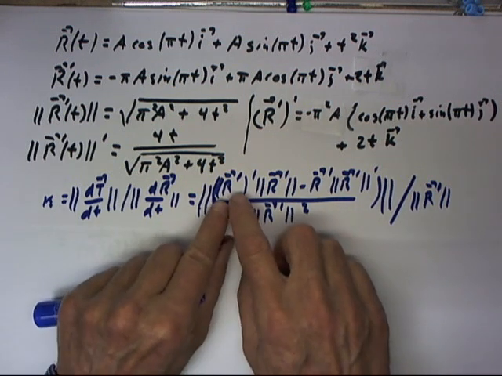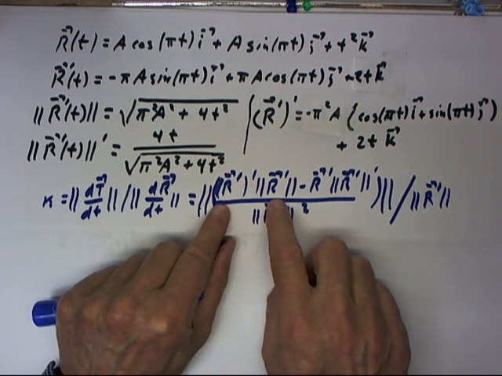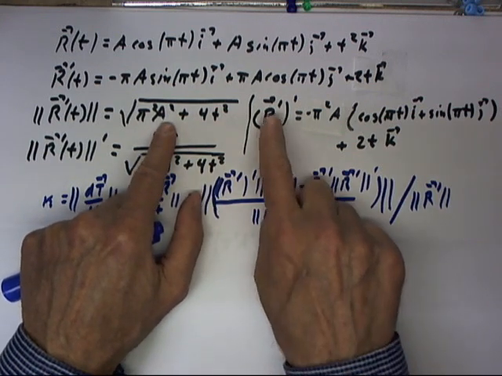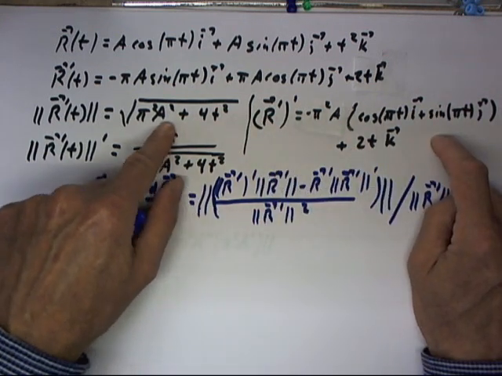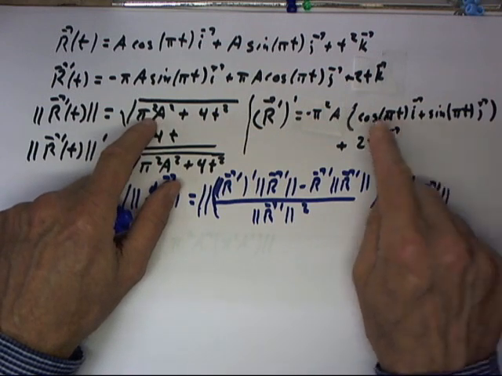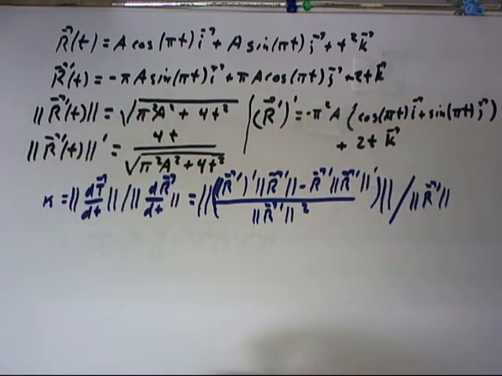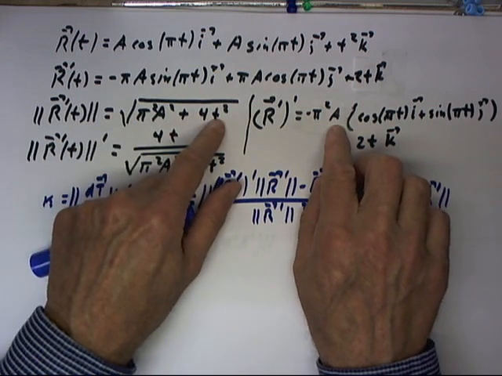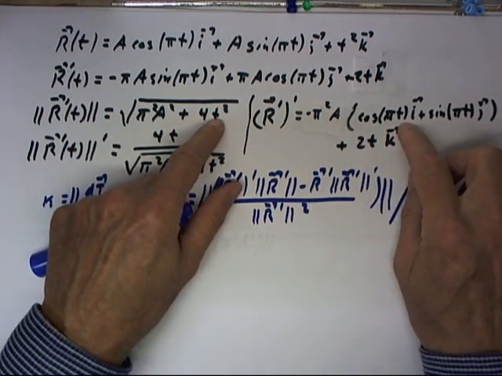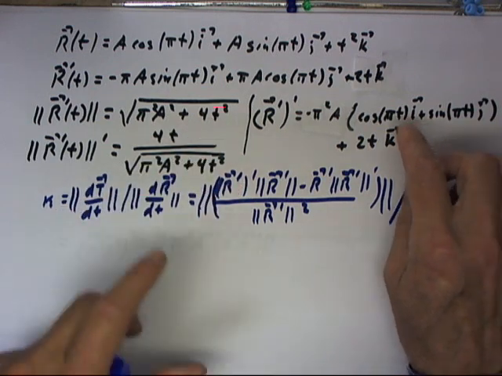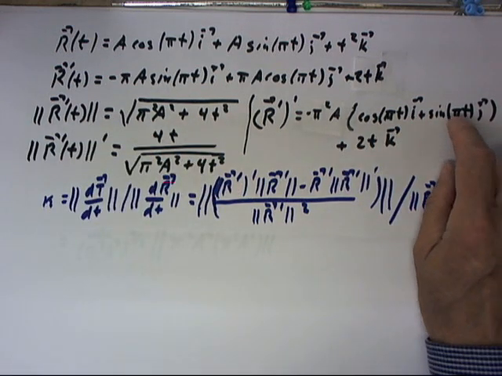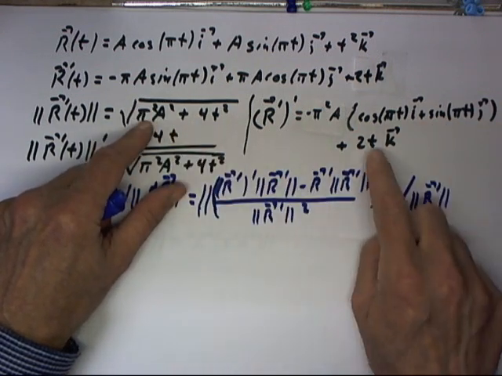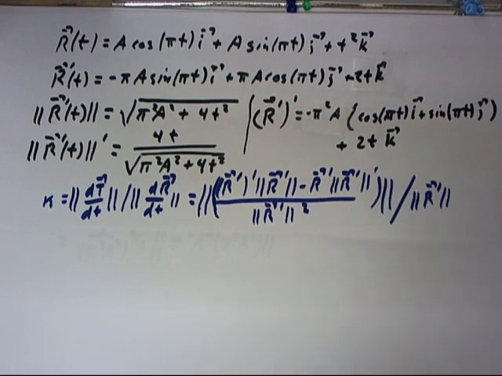First of all, we need to do r double prime times the magnitude of r prime. Magnitude of r prime is this expression, our r double prime is this expression. When we multiply this expression by this expression, we're going to contribute negative pi squared a times this square root times the cosine of pi t to the i component, and a similar contribution to the j component, except we're going to have a sine here, and then just this times this as our k component.